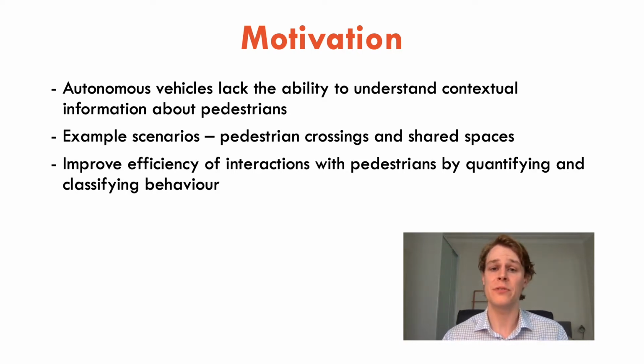Whilst autonomous vehicles are able to use their various sensors to avoid running into pedestrians, they are not able to understand their behaviour. This is evident in contexts such as pedestrian crossings, where negotiation between a human driver and pedestrian is often performed using subtle and implicit cues.